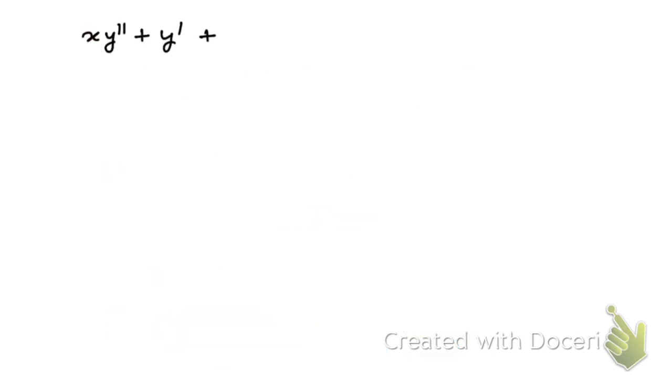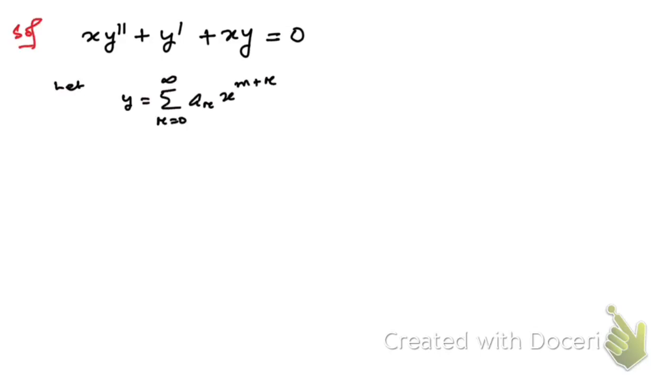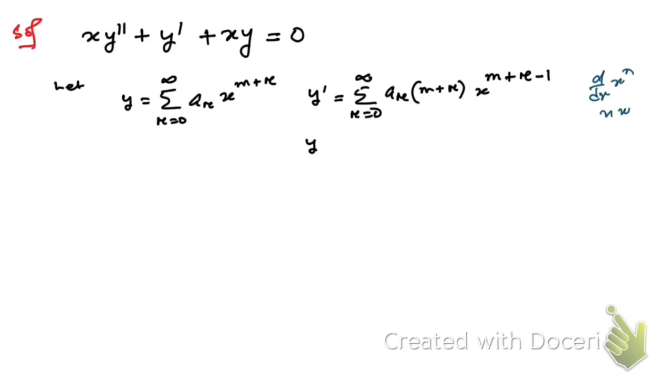So here you see this is the given equation. Let us consider y equal to the summation from r equal to 0 to infinity of ar x to the power m plus r. This is the solution. Now let us obtain y dash, the derivative of y, given by ar (m plus r) x to the power m plus r minus 1. Here we have applied the formula d/dx of x to the power n equals n x to the power n minus 1. These are very simple things, I don't think I need to explain this.